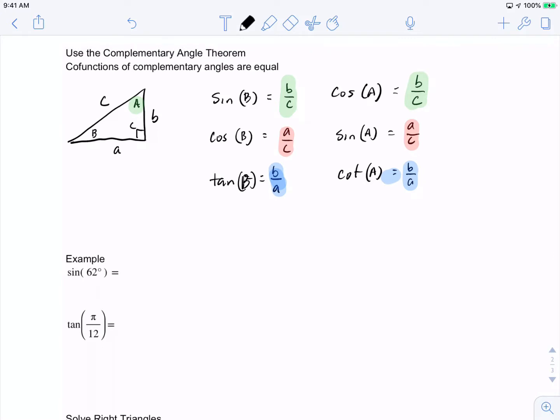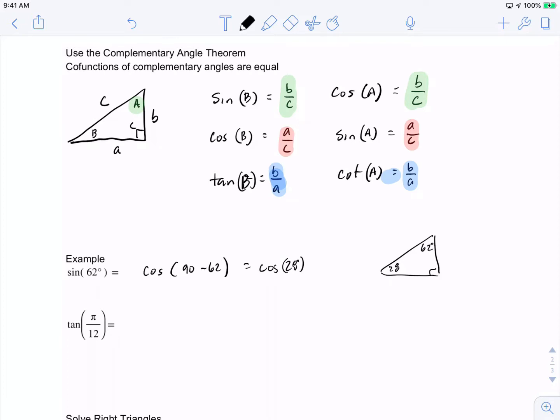And so sine of 62 degrees should be equal to cosine of 90 minus that 62 degrees. And the reason is because if I had a right triangle, and I said that this was 62 degrees, this guy over here would have to be the difference. It would have to be 28 degrees in order for this to be a right triangle.